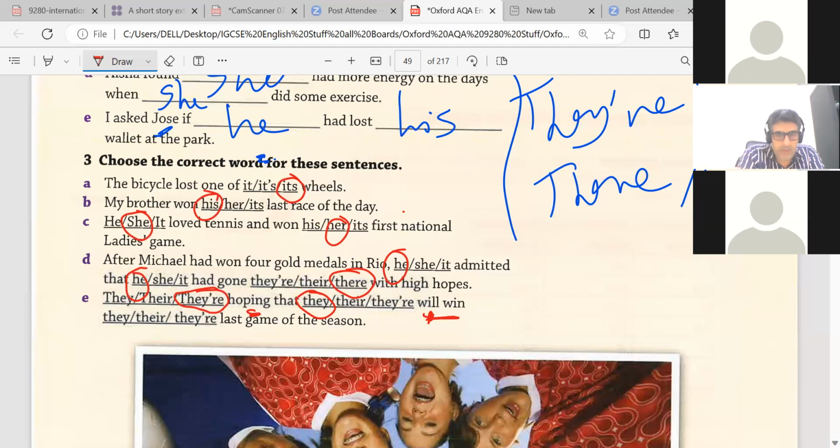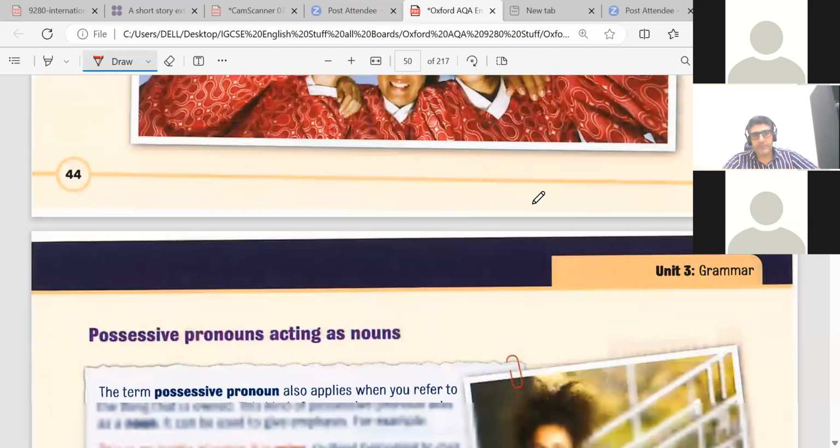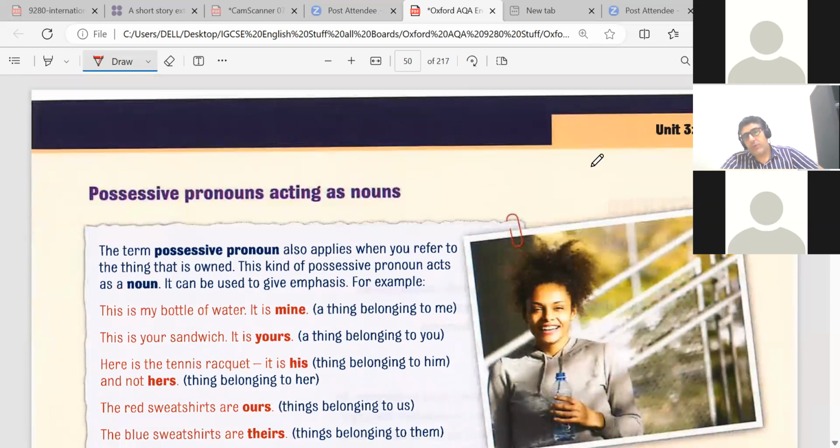Perfect. Okay, guys, clear now? Now we use possessive pronouns as nouns. What does possessive pronouns mean? Before doing this, please complete this task.